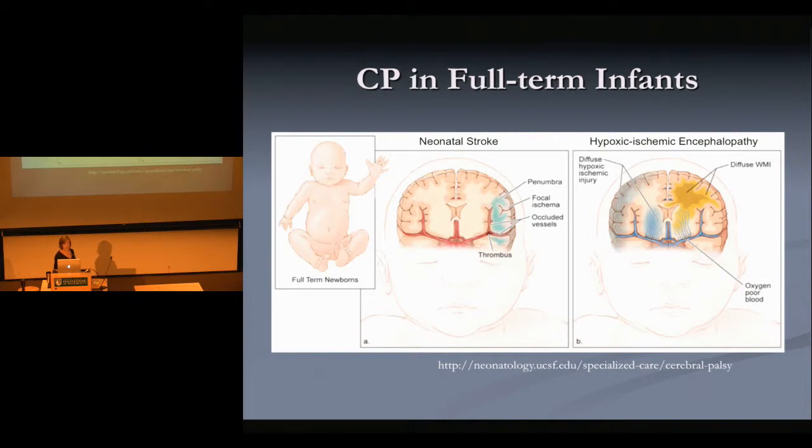Neonatal stroke in full-term infants is associated with a lack of oxygen to the brain. A blood clot can occur. You get occluded vessels, a lack of oxygen to a specific area of the brain. Additionally, there can be a deprivation of oxygen around the time of birth. You have oxygen-poor blood circulating through the brain, and this leads to a diffuse white matter injury.